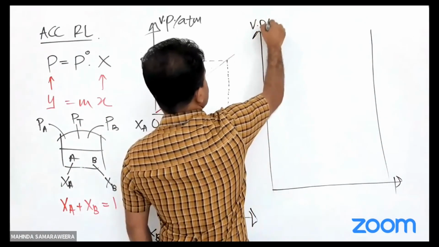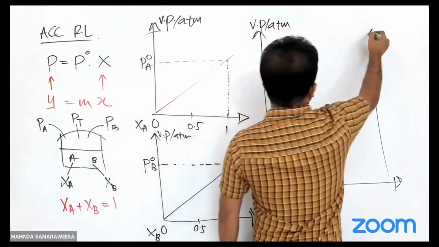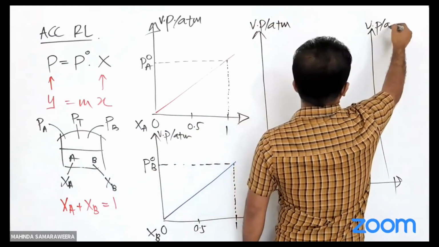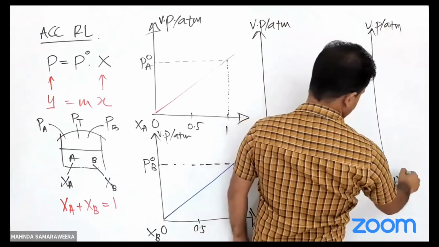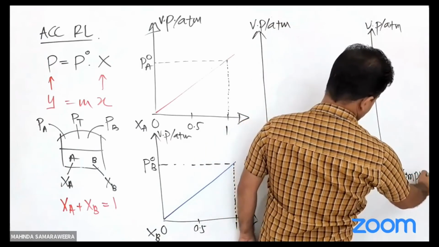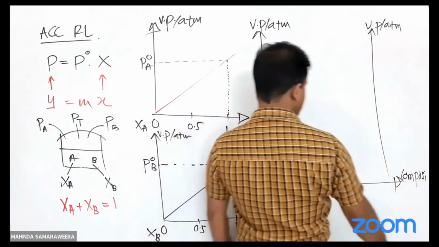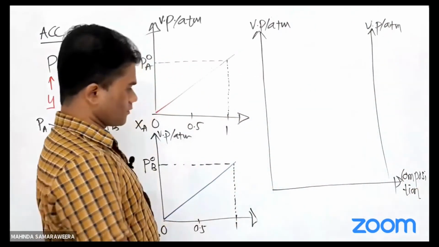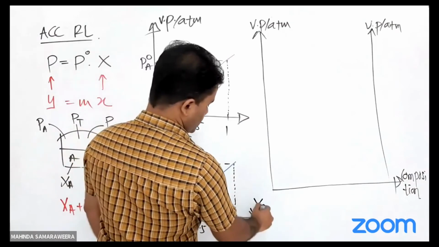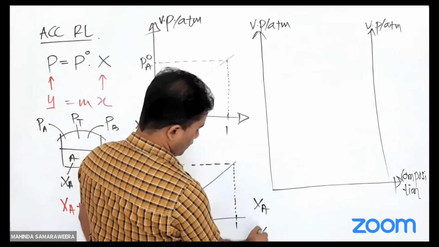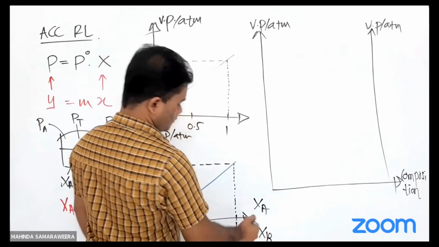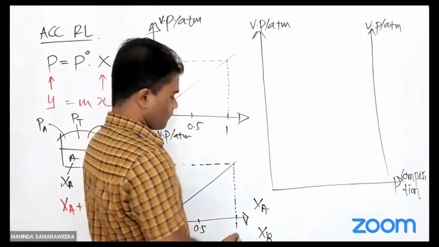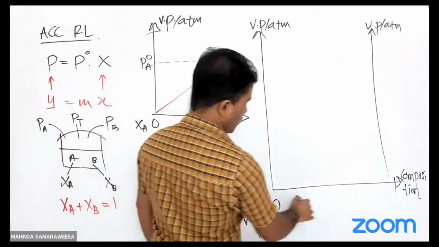This is vapor pressure in ATM. This is also vapor pressure in ATM. This axis is composition again. Composition means in terms of mole fraction. I put mole fraction XA here and the mole fraction XB here. XA varies from 0 up to 1.